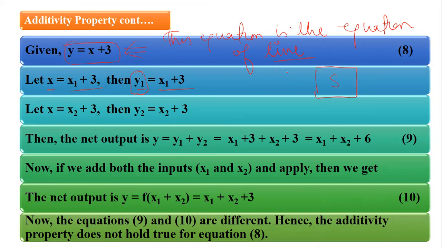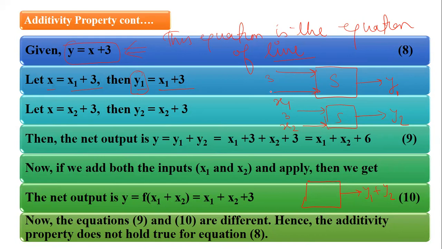So this is a system which has a constant input 3, and then you apply some x1 here, so you get y1. Similarly, on the same system, you have a constant input 3 and you apply some input x2, so you get some output y2, right? Now the total response of this system should be equal to y1 plus y2 when you add all the inputs.